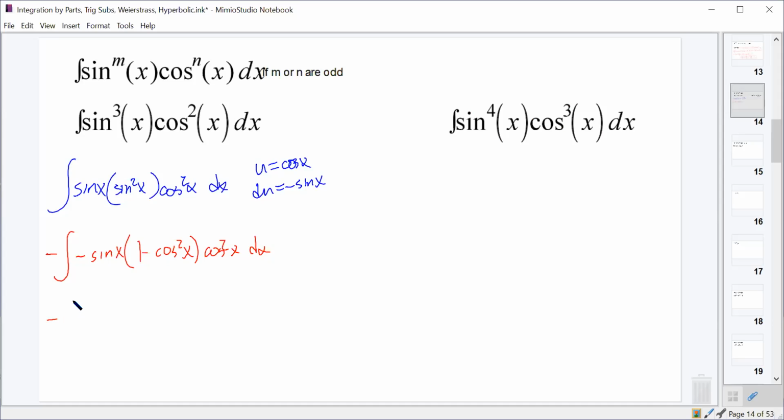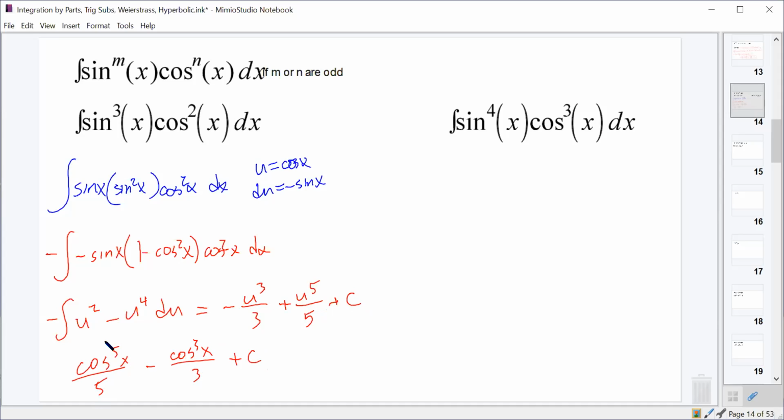So we should have negative integral of, if u is cosine, this is u squared times 1, so u squared, minus u to the 4th du, which ought to be, if we distribute the negative sign back through there, negative u cubed over 3 plus u to the 5th over 5 plus some constant. And we'll just replace it back through. Cosine to the 5th x over 5 minus cosine to the 3rd x over 3 plus our constant. Easy enough or no?